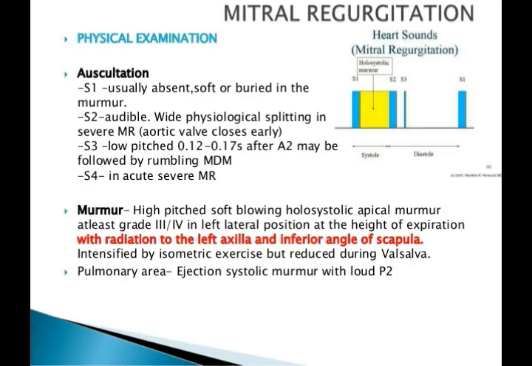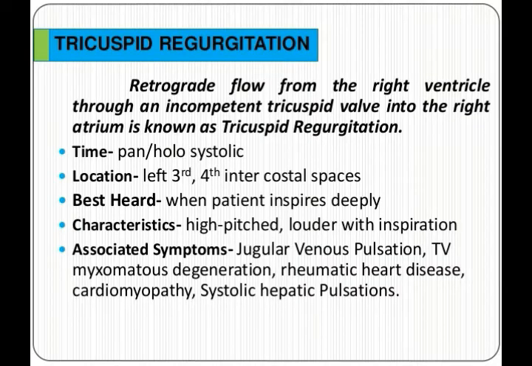Now, in tricuspid regurgitation, the murmur is similar to that of mitral regurgitation in that it is high-pitched and holosystolic. However, it is best heard at the left lower sternal border and radiates to the right lower sternal border. The intensity significantly increases with inspiration, helping to distinguish it from mitral regurgitation. So let's hear how it is heard on auscultation.